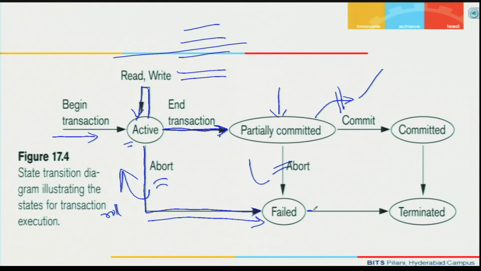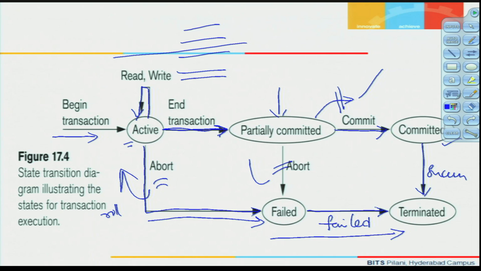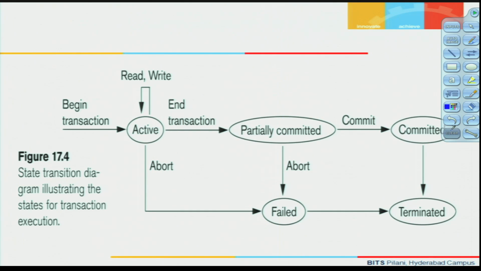Once it reaches the failed state, it will go to the terminated state. And once everything is perfectly written to the database, it will go to the committed state, and from here it goes to the terminated state. That means if it reaches the terminated state from this path, it is a failed termination, and if it reaches termination from this path, it is a successful termination. This is how a transaction works. This is the life cycle of a transaction.